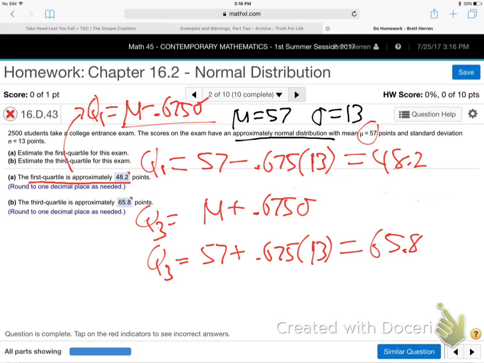So those are easy. You don't need the bell curve on that one. Just Q1, Q3 formulas. Good. Let's keep moving, get through these. Before I draw that old bell curve again.